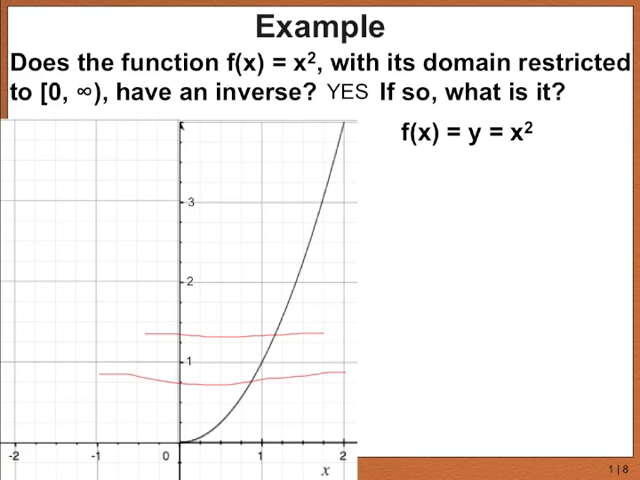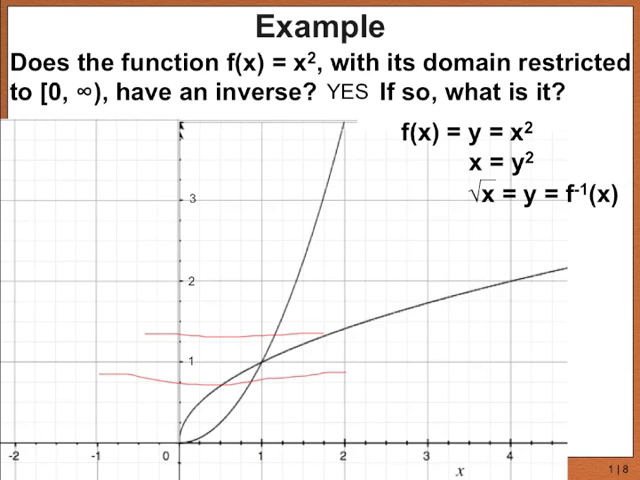f of x equals y equals x squared. Next, what we do is we swap. So x equals y squared. Then we solve for y: root x equals y, and that equals f inverse x. All right, now let's look at the graph of these on the same set of axes, and we have this. We have f of x equals x squared, and we have f inverse x equals root x, and we can clearly see the symmetry. The graphs of these two functions are symmetric about the line y equals x.